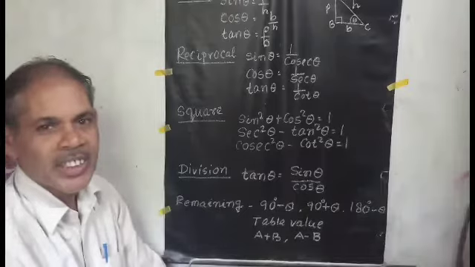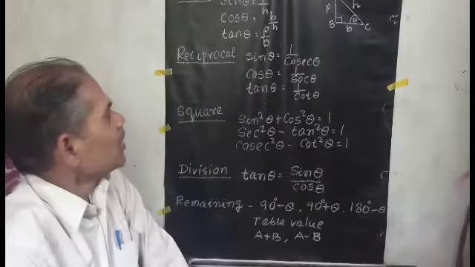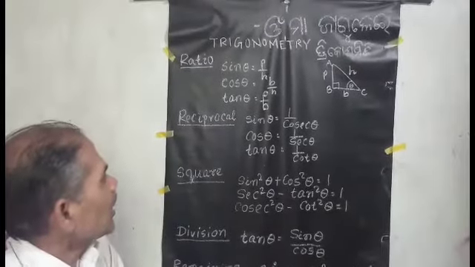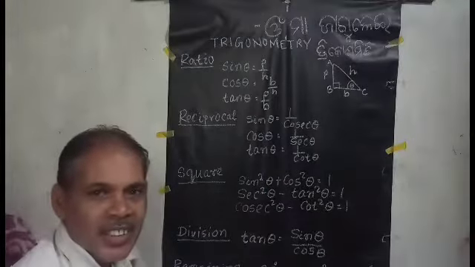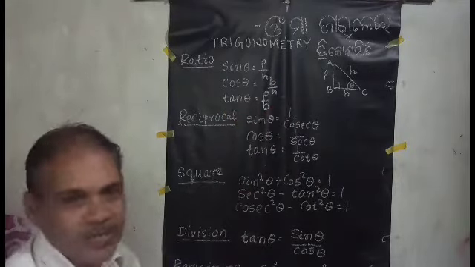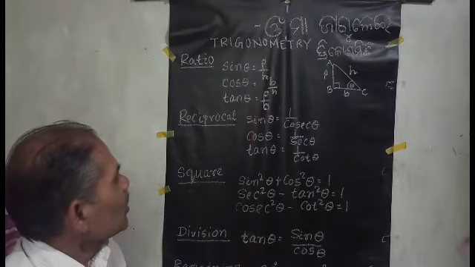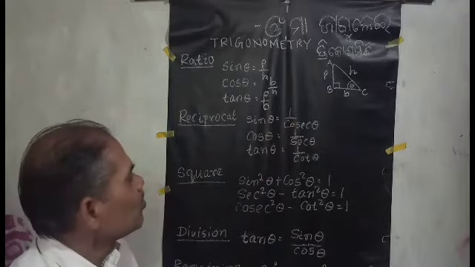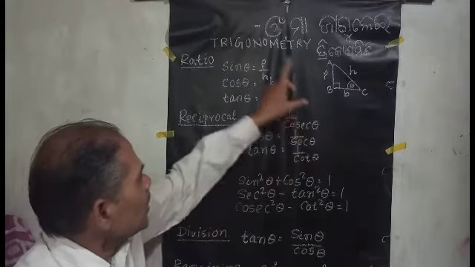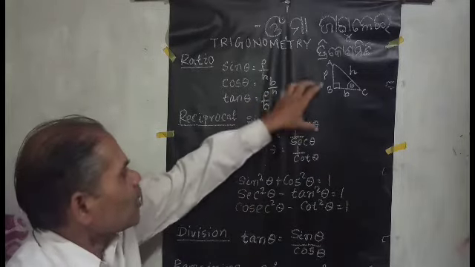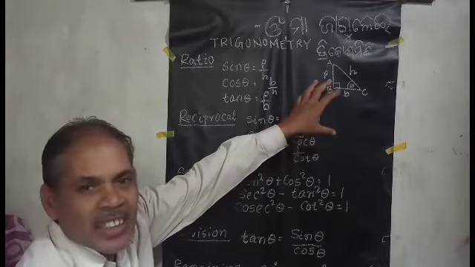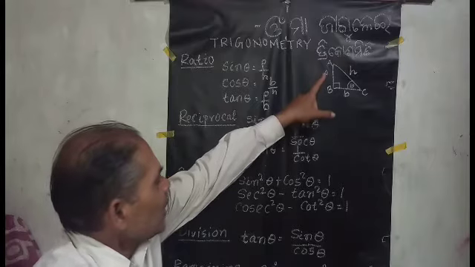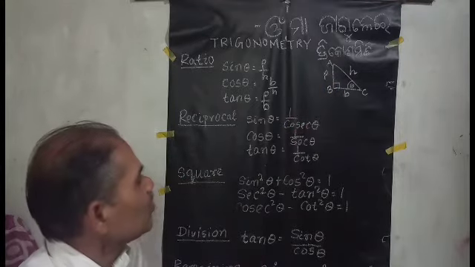Students, welcome to my channel Santosh Mathematics. Today I am going to teach you another branch of mathematics, that is trigonometry, which we call trikonamiti in Odia. Trigonometry is based on the right angle triangle and the relationship between their arms or sides. This is a right angle triangle ABC.